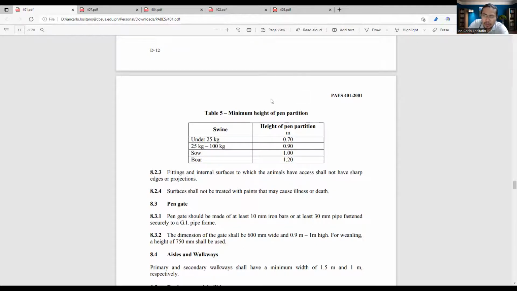If one could notice, the design requirements, particularly the dimensional specifications, are based on the weight of the animal. Fittings and internal surfaces to which the animals have access should not have sharp edges or projections. This is to protect the animal. Surfaces shall not be treated with paints that may cause illness or death.